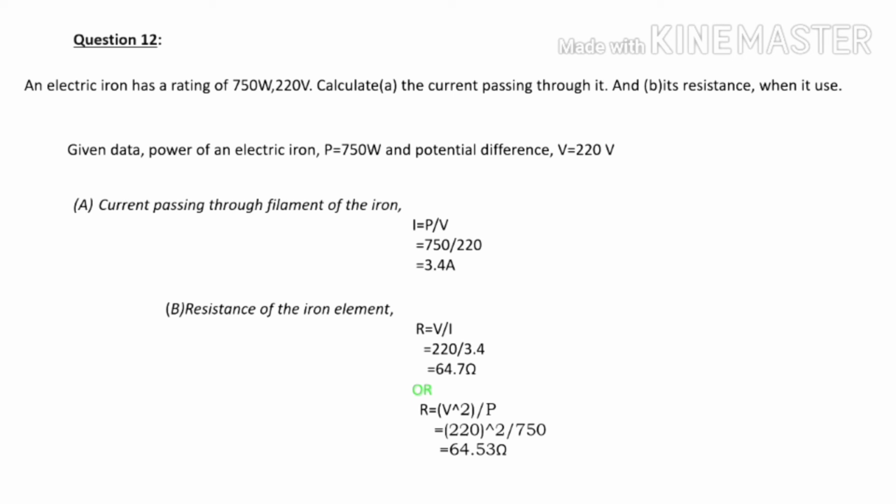The second question, its resistance. You already know V equals IR. Here is the V and I, you calculate, so put the value, or you write from the electric power equation, R equals V square by P, you also get the result. Next problem.